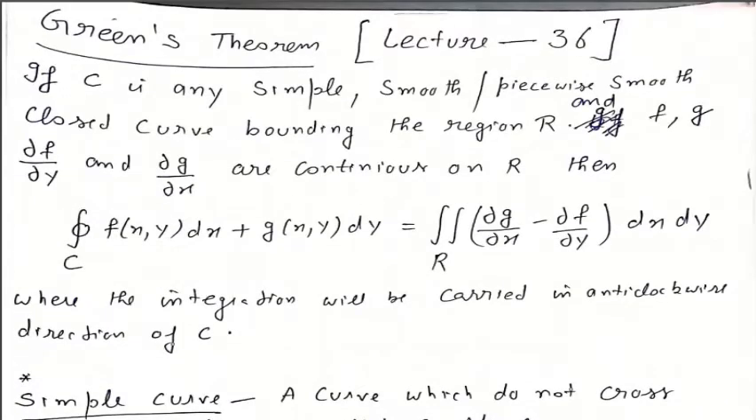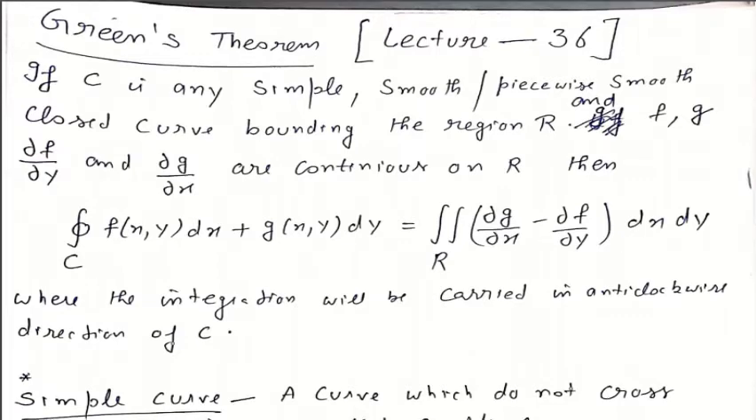So by the definition, if C is a simple, smooth, piecewise smooth closed curve bounding the region R, and f and g and their first order partial derivatives are continuous in that region R, then this line integral will be equal to this surface integral. So let us verify the result, the Green's theorem.